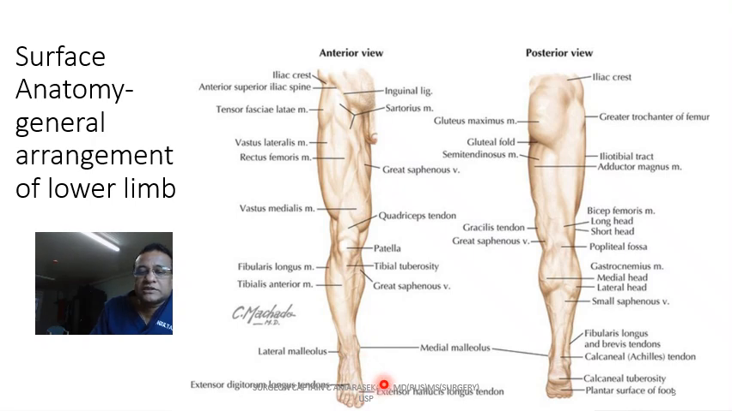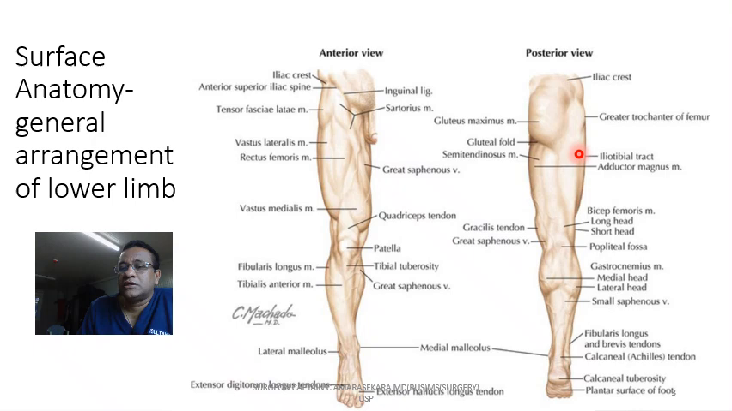The extensor hallucis longus tendon is also visible when the patient is doing plantar flexion, and you can see the extensor digitorum longus tendons also. From the posterior view, you will be able to identify the iliac crest. Then you will see the gluteus maximus muscle and the gluteal fold. On the lateral side, you can easily palpate the greater trochanter of the femur. It's a good landmark for surgical incision.